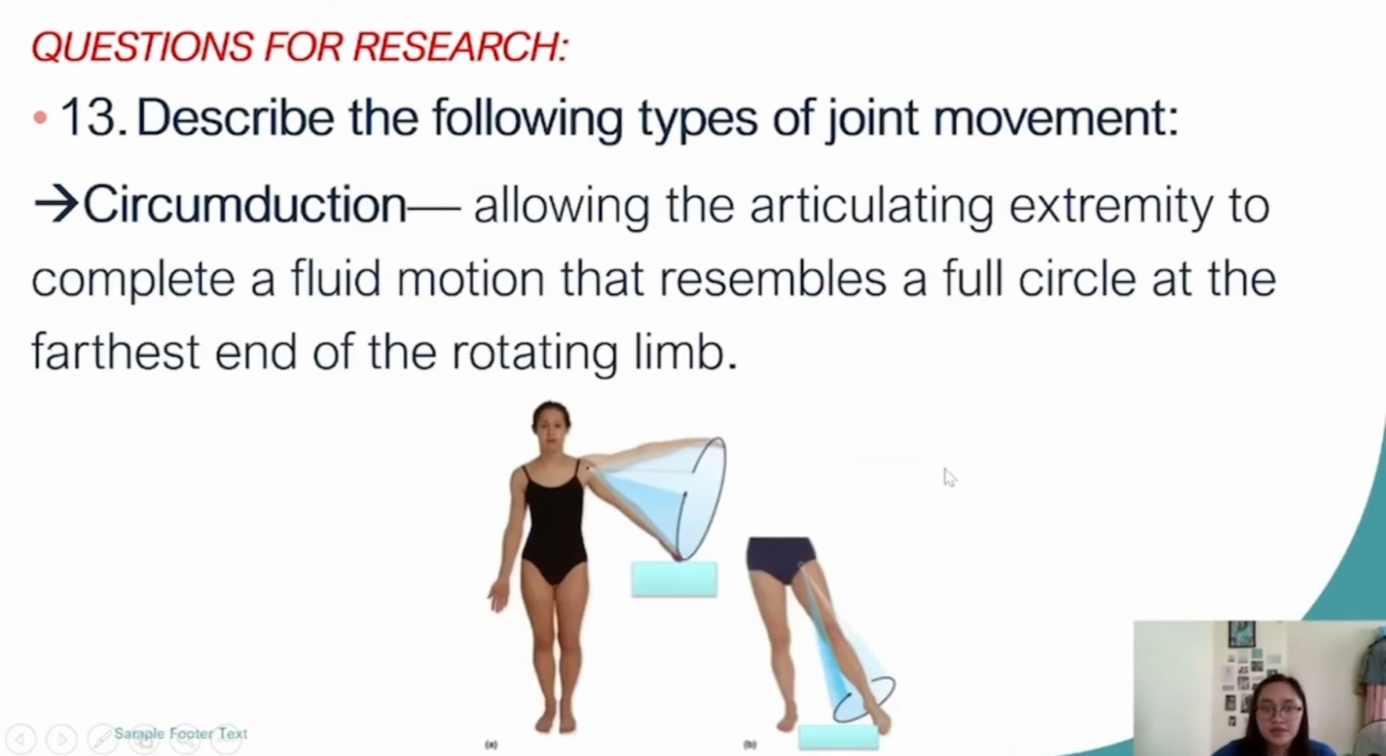Next is the circumduction, allowing the articulating extremity to complete a fluid motion that resembles a full circle at the farthest end of the rotating limb. Parang ganyan po. Ganun. Ito po yung joint na nagpapahintulot sa atin na i-move yung braso ko. Ganyan. This is what we call the circumduction.